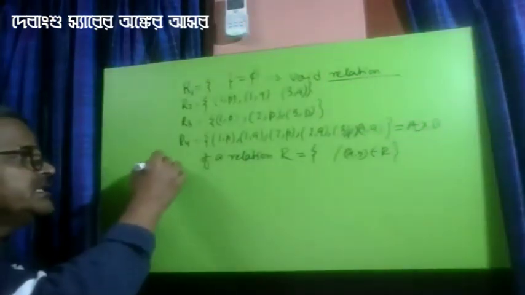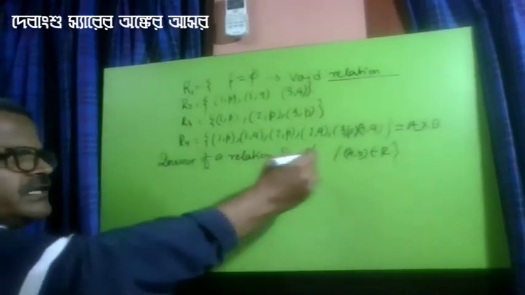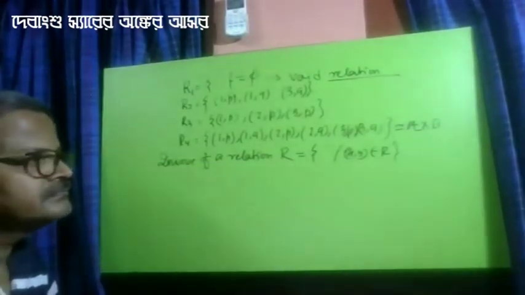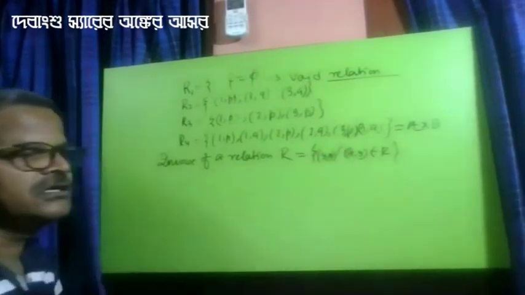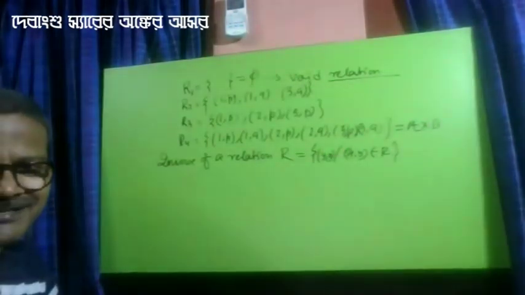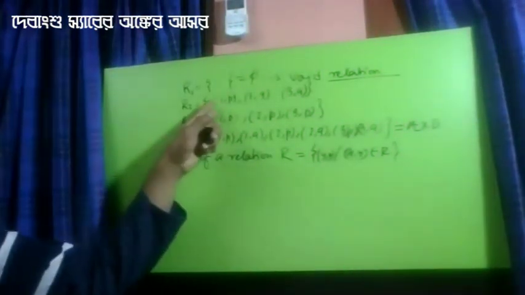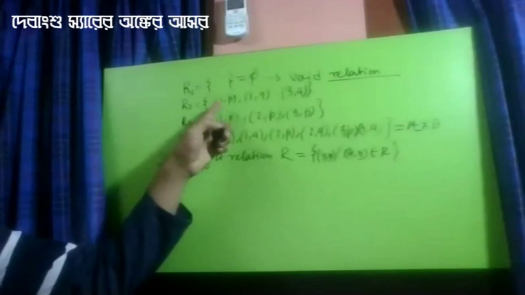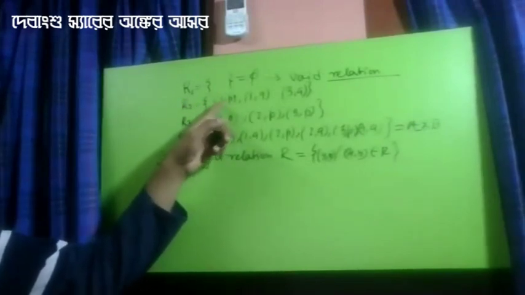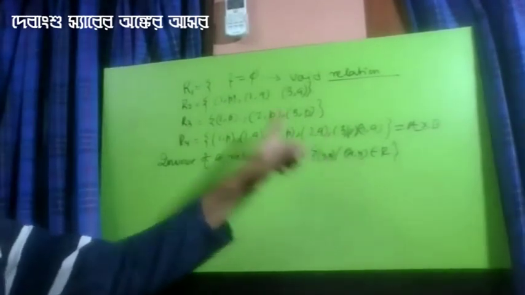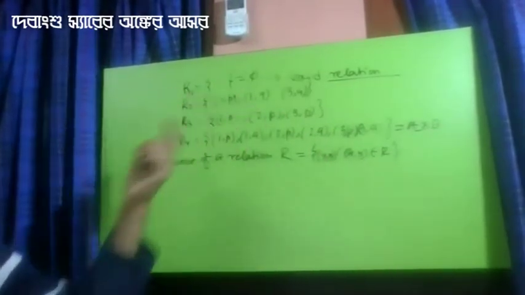Now comes the inverse of a relation R. It is the ordered pair YX where XY belongs to R. তার মানে কি করতে হবে? Ordered pair গুলো change করে. So what we have to do? We have to change the ordered pairs. In place of 1P, we have to write P1. In case of R1, it will be a null set.